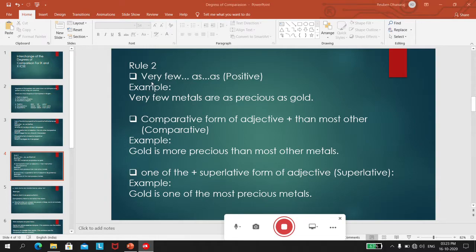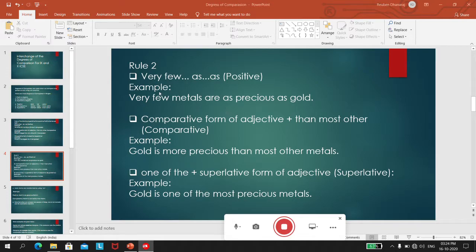Now, let me give you some examples here. The rule in rule number 2 says: very few, as in positive. Example, very few metals are as precious as gold. Or sometimes you can also use: few metals are as precious as gold.